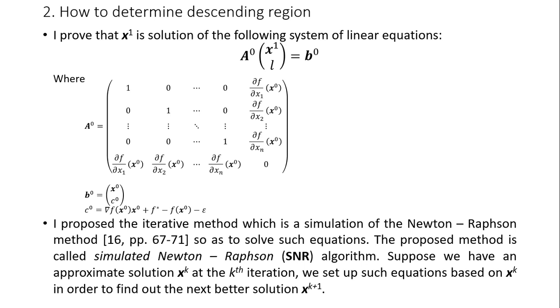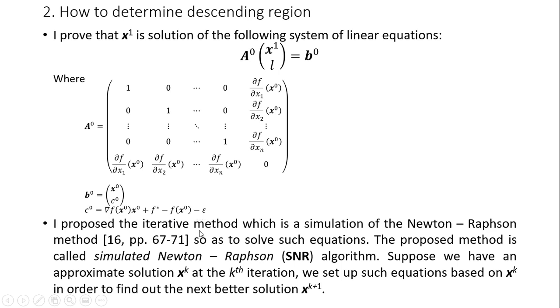How to determine the descending region? Continue. I prove that S1 is the solution of the following system of linear equations: A0 S1 equals B0, where A0 here, you can see that, they are the partial derivatives. B0 is computed from S0 and c0, where c0 is the gradient of F(S0) times S0 subtract F(S*) subtract F(S0) subtract epsilon.